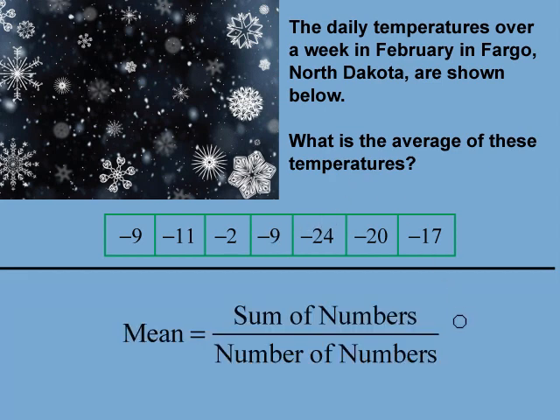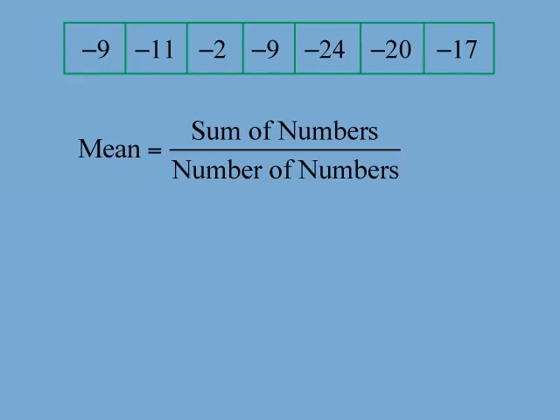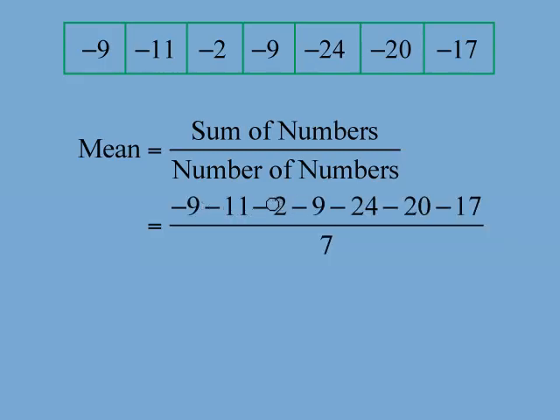The formula for finding the mean is shown here. Let's calculate the mean. Add all the negative numbers. Notice that this is written as a series of subtraction statements, and this is just because all the values are negative. There are a total of 7 values as shown here. This is the sum of the negative numbers divided by 7. Rounded to the nearest hundredth, the average temperature for the week in Fargo was -13.14 degrees Fahrenheit.